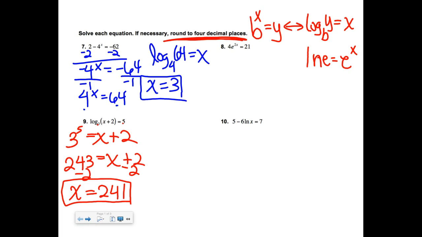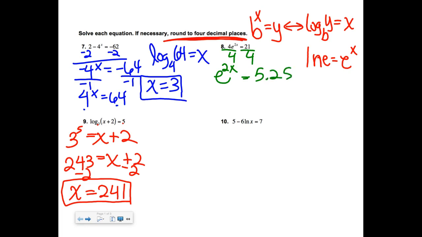Okay. Now, if I look at 8 and 10, they are also opposites of each other. Number 8 has an e, so to get rid of e, we're going to use the natural log. And because of this, just like our last problem, I have to make sure my e or my log is on its own. So I'm going to divide by 4 first because we want our e to be on its own. And so now I have e to the 2x equals 5.25.